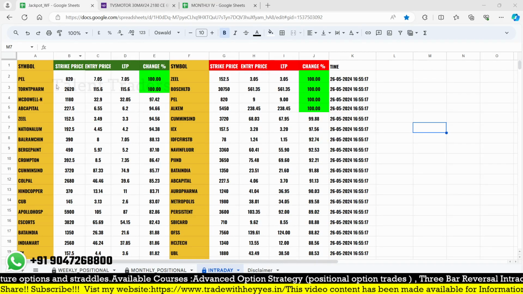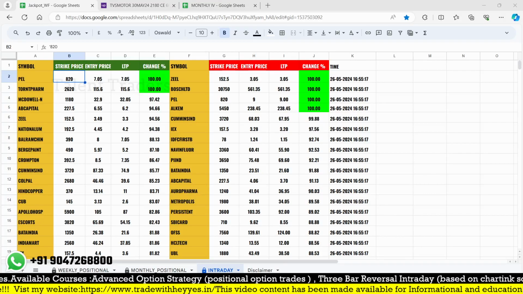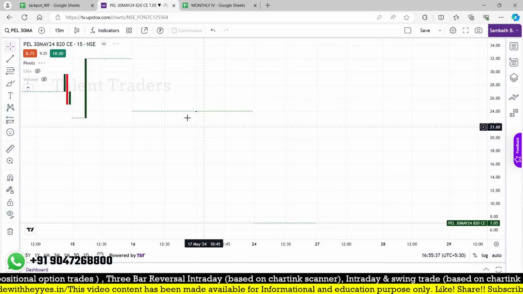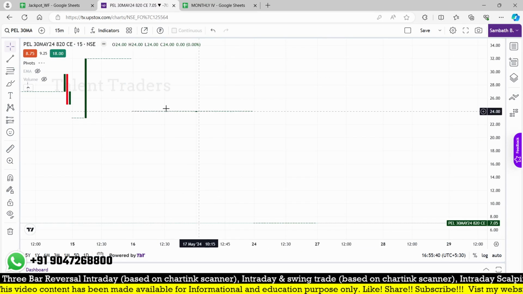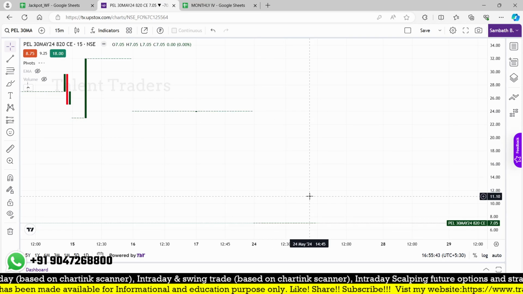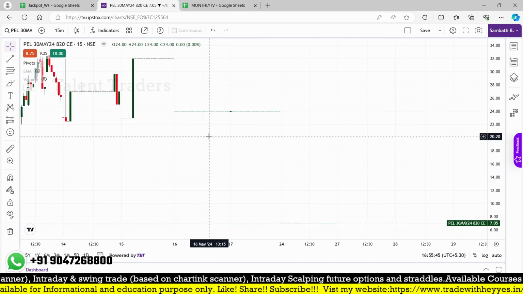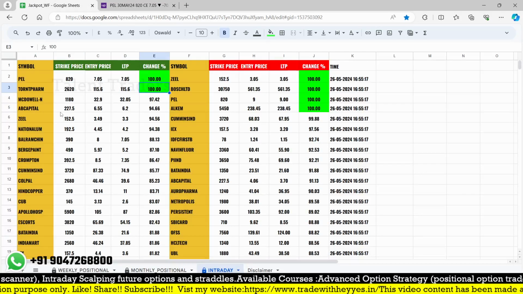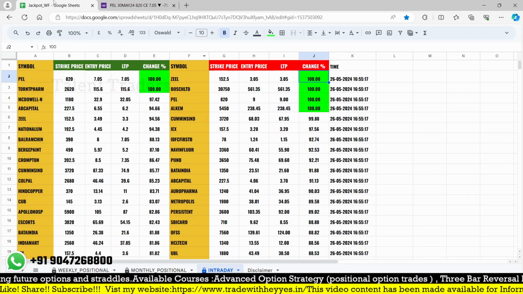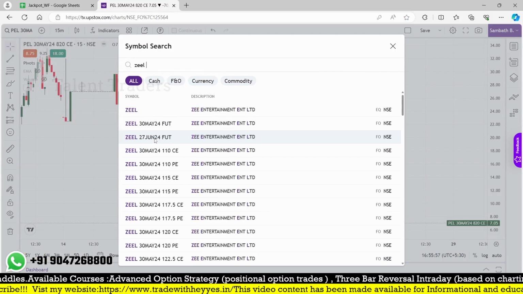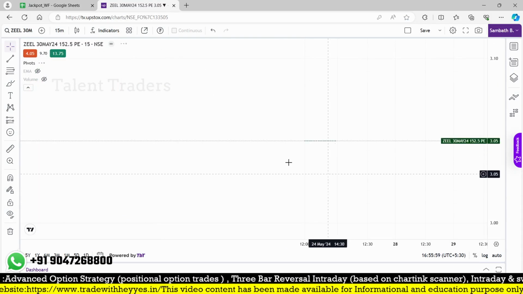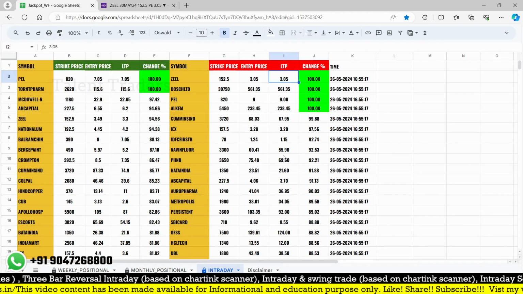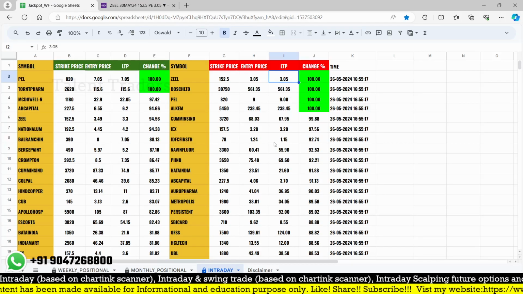Let me check some examples. Torrent Pharma, sorry, PEL 820. That was not liquid. If you are seeing that, it may not have traded. You can see previously there is no trade, and yesterday also, that means the last trading session also, there is no trade, and this option is quite not liquid. That's why it is showing exactly 100. Same thing, Torrent Pharma, and maybe Zeel also, not liquid, 152.5. On that particular strike price, put side, you can see there is no trade. The closing is almost 3.05, which we are mentioning here as LTP, but no trade happened. That's why it's showing exactly 100%.